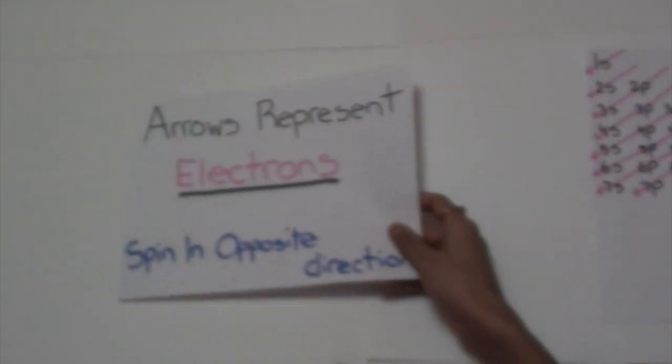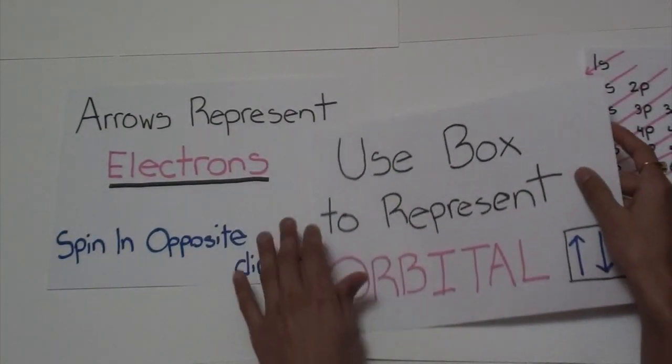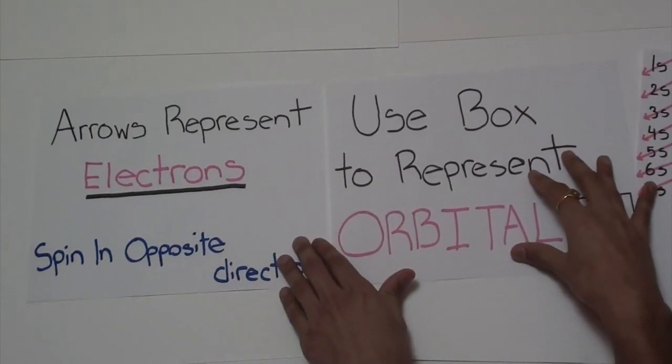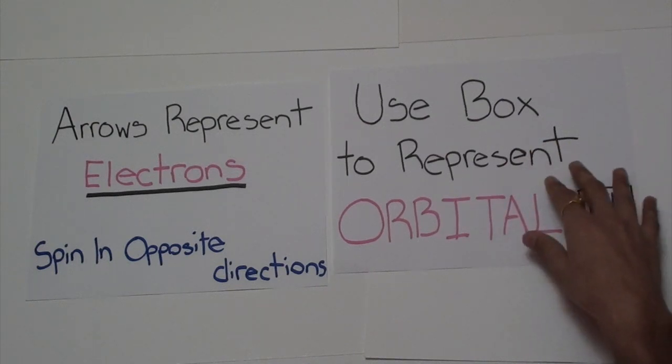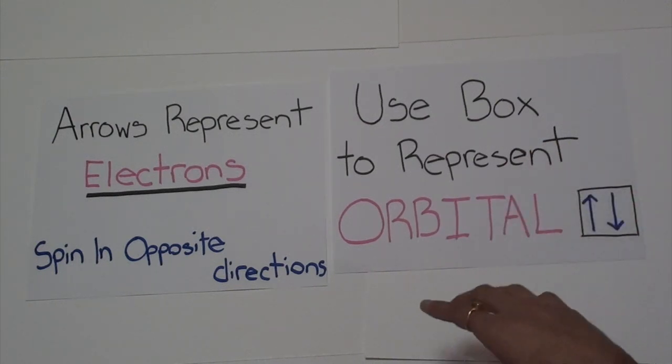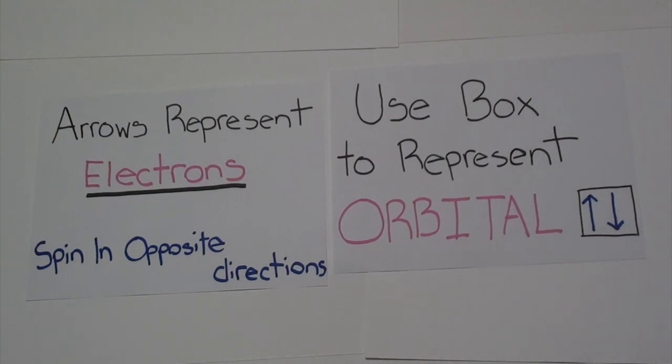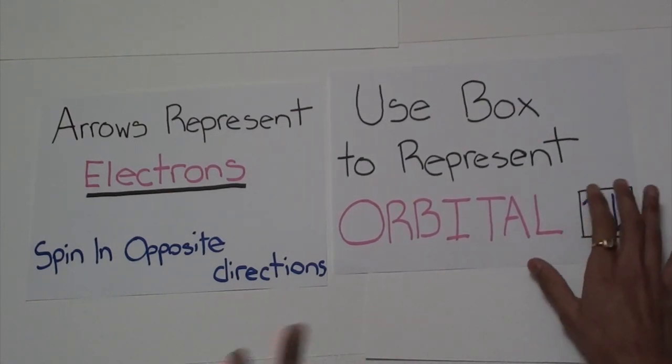So to clarify what I just said, your arrows represent your electrons and you use a box to represent your orbitals. Now when you have an orbital with more than 1 electron, so a maximum of 2 electrons, they must have the opposite spin. So what this means is that 1 arrow must be pointing up and 1 arrow must be pointing down. Pretty simple.